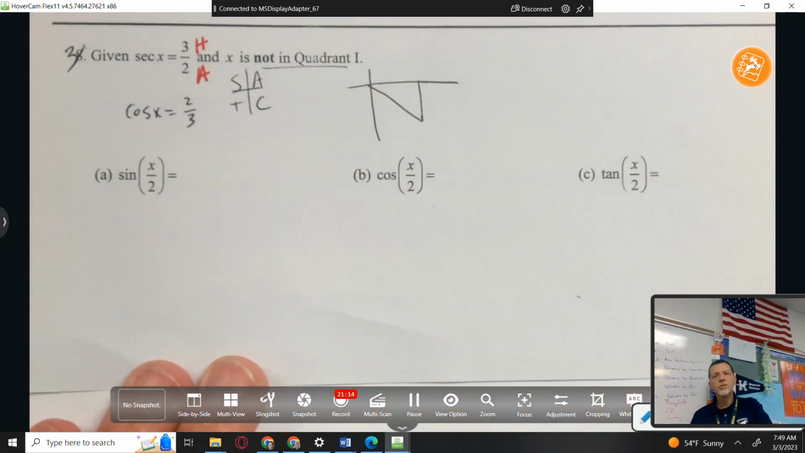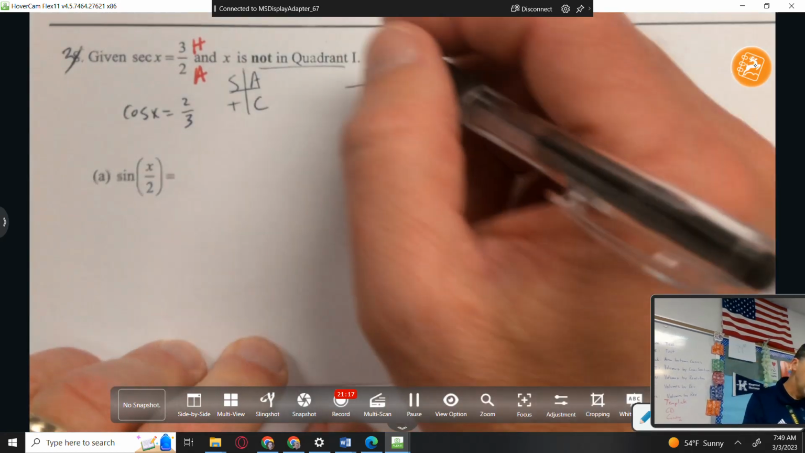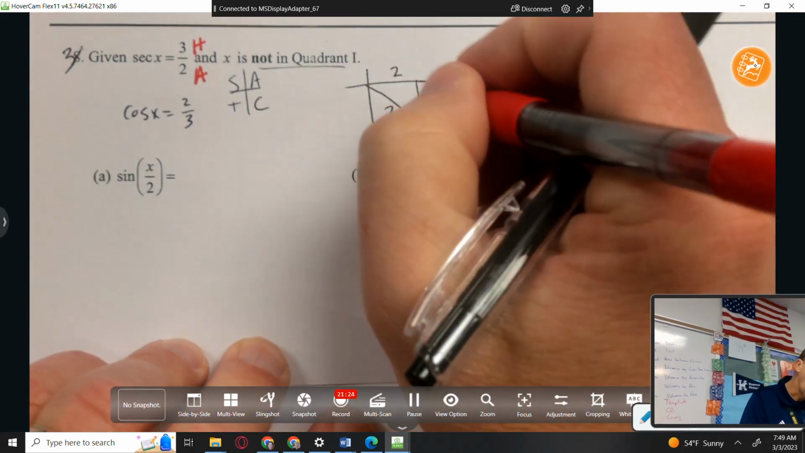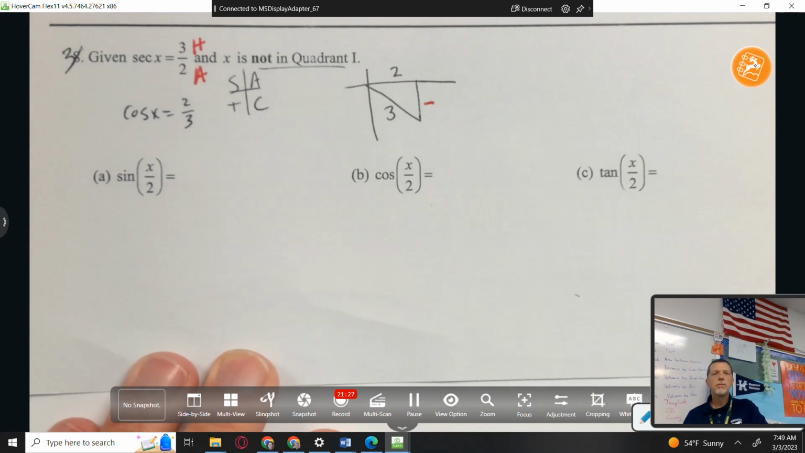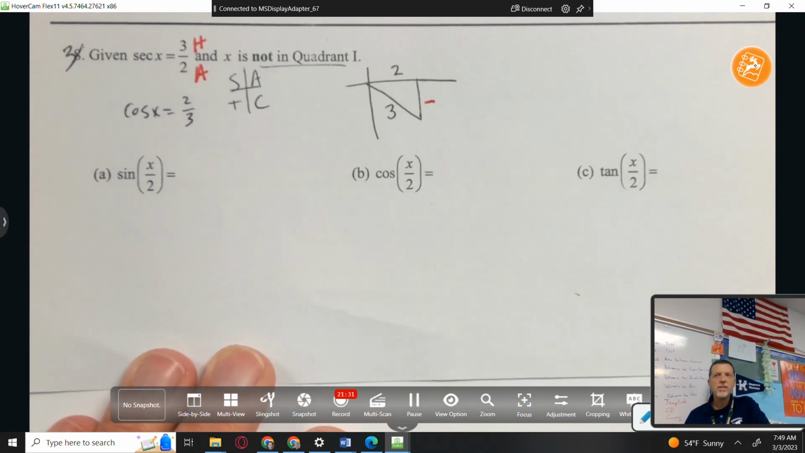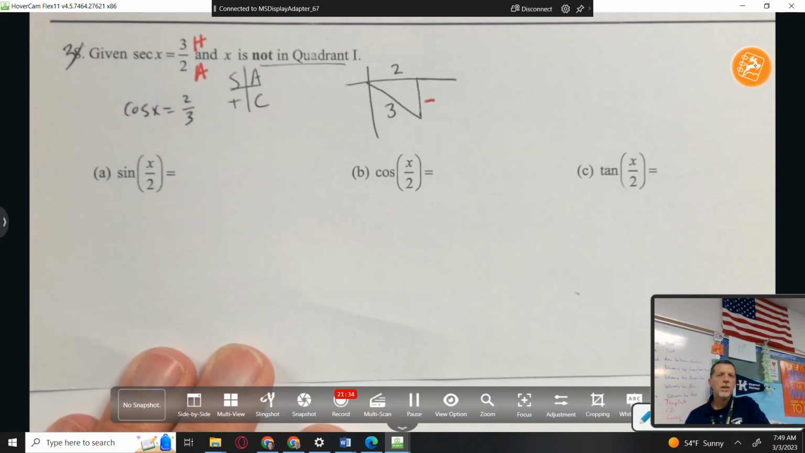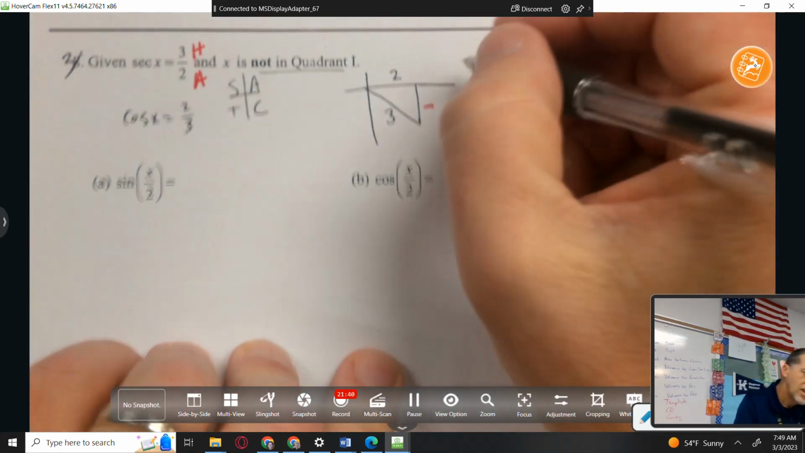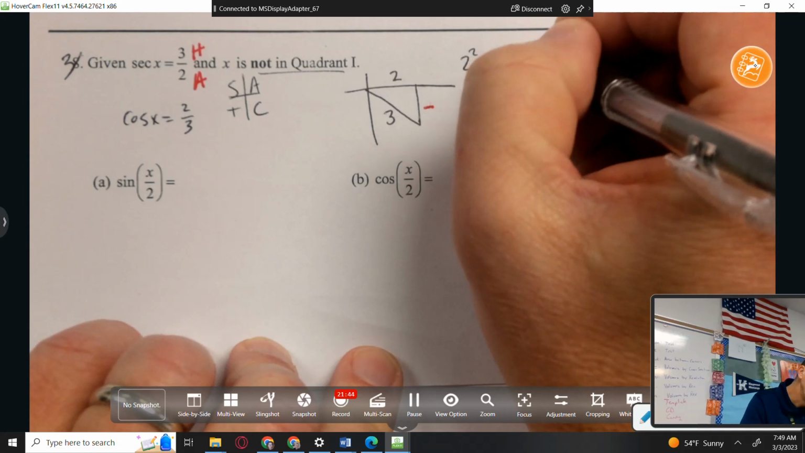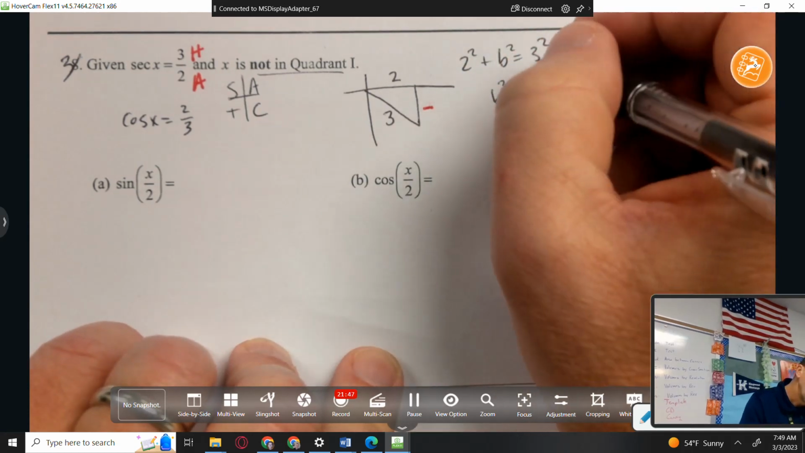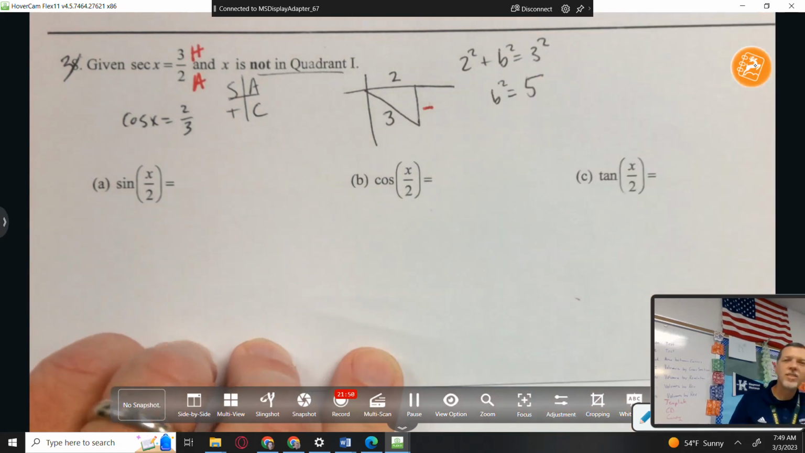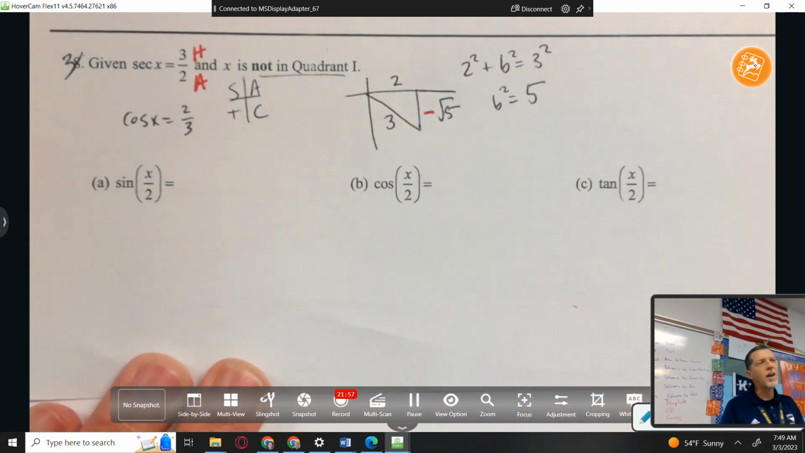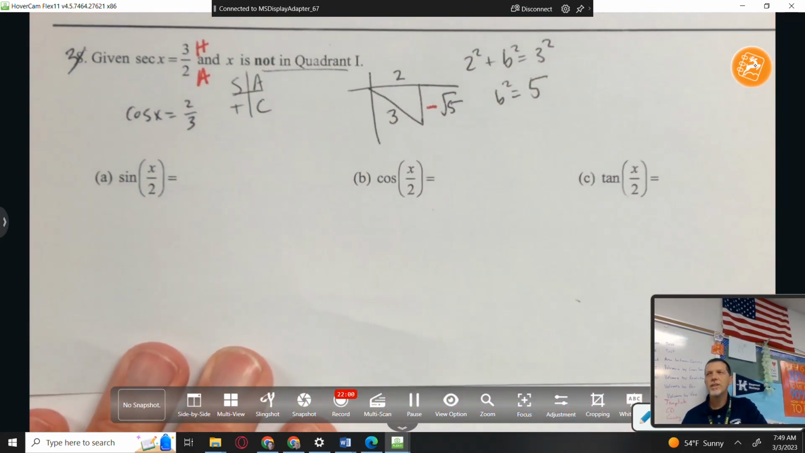So another one of those tricky questions. Hypotenuse is 3, adjacent is 2. Opposite's going to be negative, you know that much. I missed it once today, I'm not going to miss it twice. 2 squared plus b squared equals 3 squared. So 9 minus 4 is 5. Oh, square root of 5. And 5 didn't look right because the hypotenuse is supposed to be the longest side, so square root of 5.